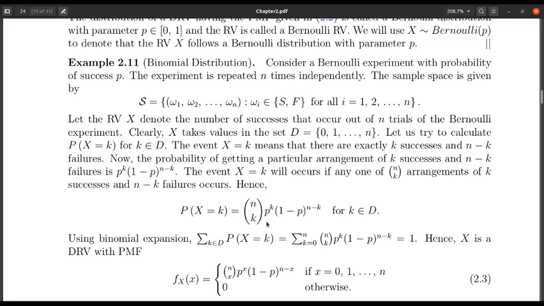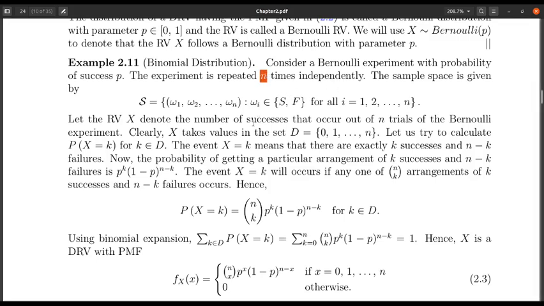Next one is the binomial distribution, which you can think of as a generalization of the Bernoulli distribution. In what sense is it a generalization? In the Bernoulli distribution, I do the random experiment just once, get the outcome, and classify it as a success or a failure. Now in the binomial distribution, I repeat the experiment n number of times.